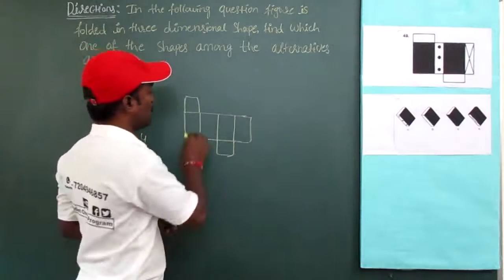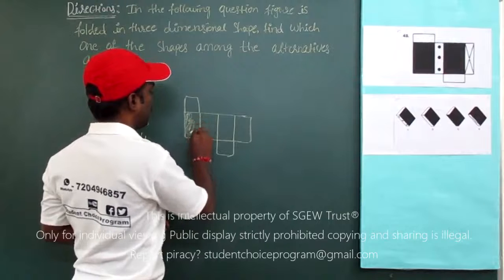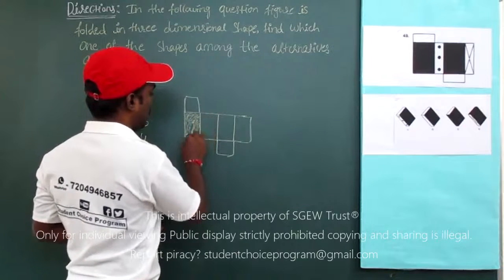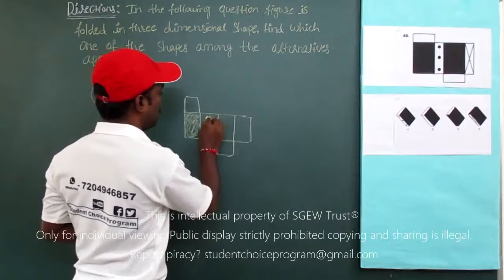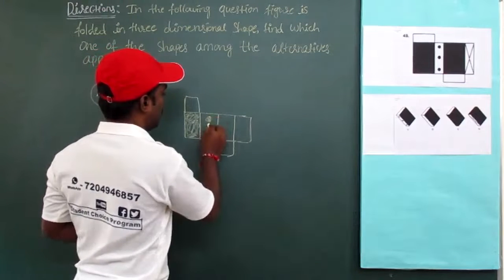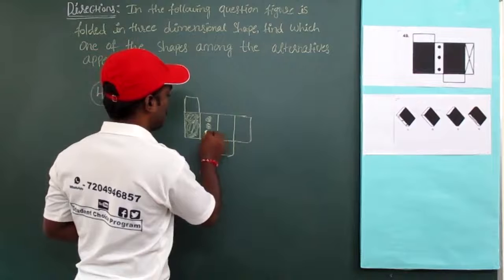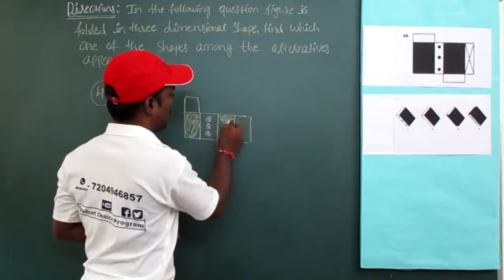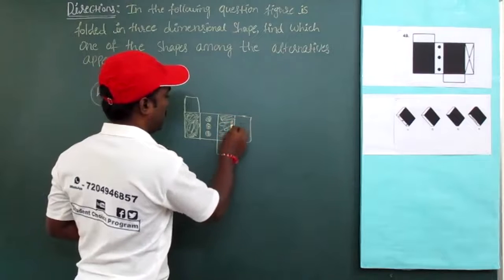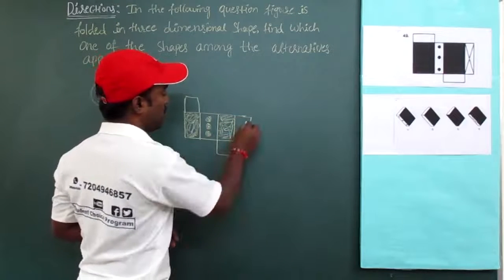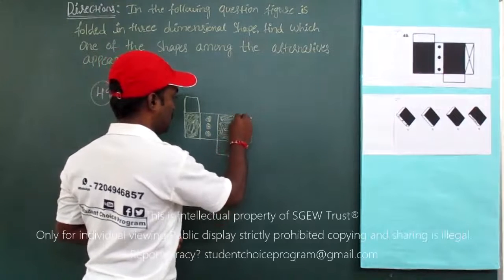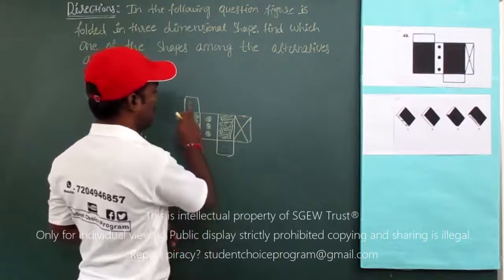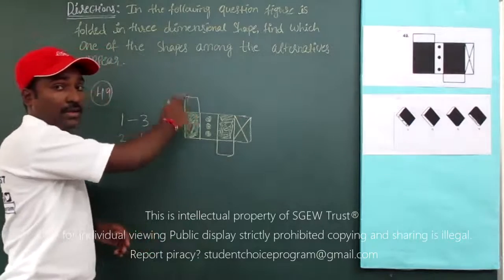Okay, so this is the portion with dark color, and this has some circles, three circles are present, and this is the portion with dark color. And this portion is having some cross marks, and these are blank.